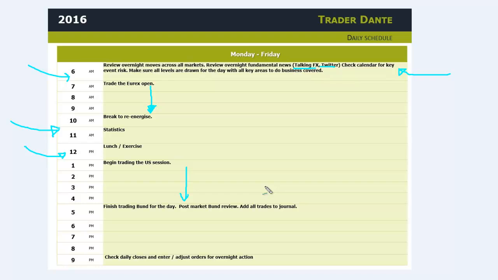5 p.m. I finish trading Bund for the day. Now on days like FOMC, again, that's going to be out the window. I'll be trading it right to the close. But most days, finish trading Bund around 5, and then I do my Bund review, add all my trades to my journal. Nowadays I'm diligently making sure I screenshot Xtrader because AMP lost today's P&L.